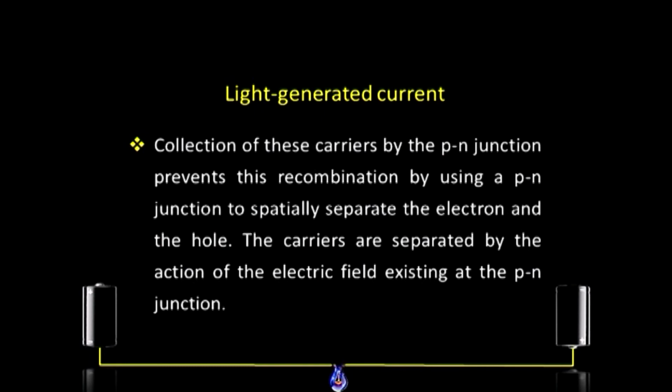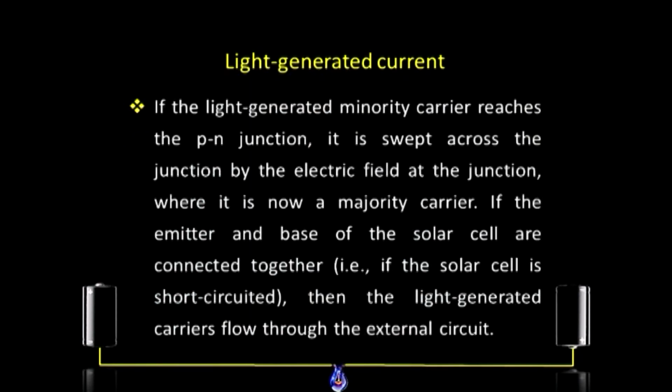The carriers are separated by the action of the electric field existing at the PN junction because of the holes and the electrons. If the light generated minority carrier reaches the P-N junction, it is swept across the junction by the electric field at the junction, where it is now a majority carrier.